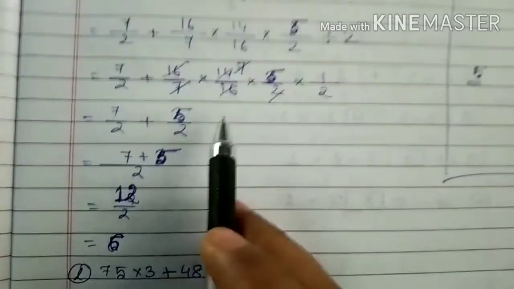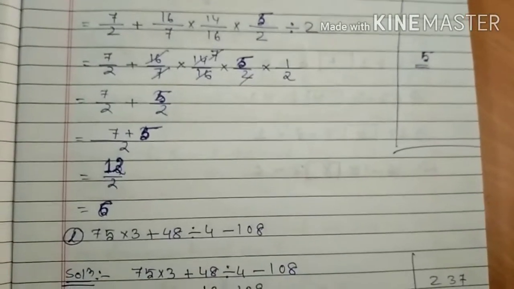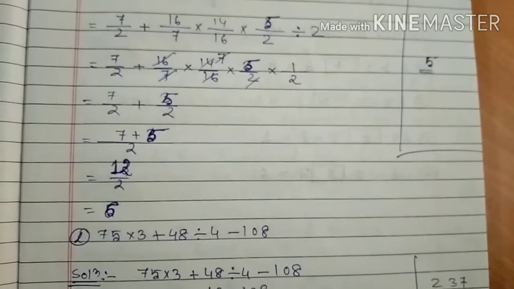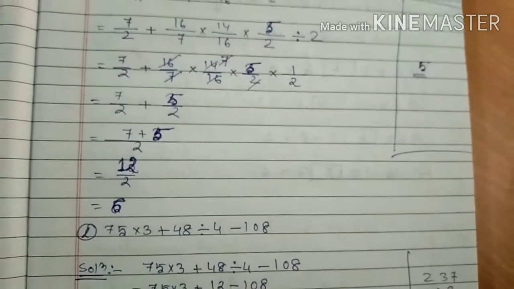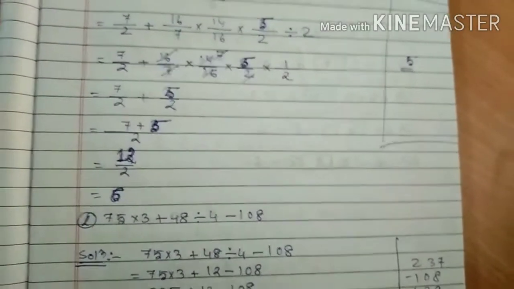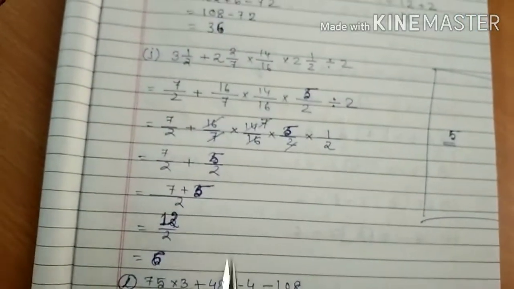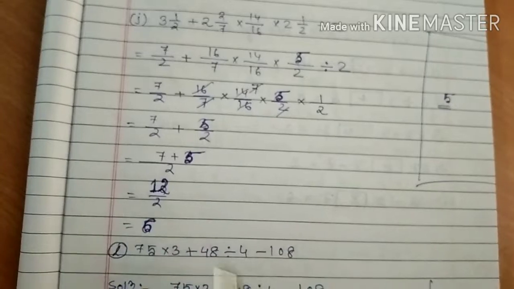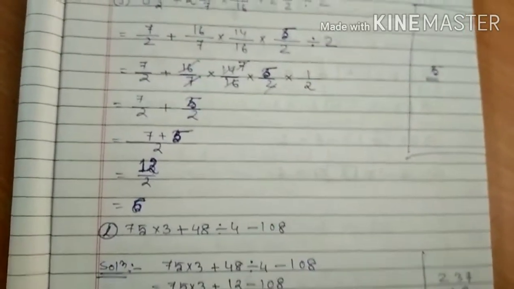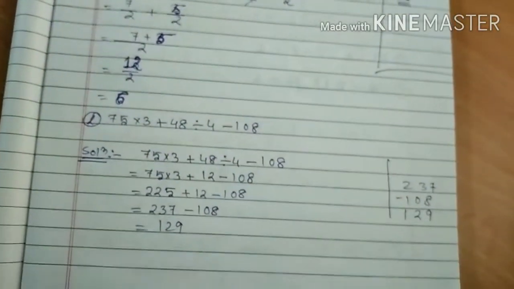Okay, this problem is not easy, it is a little bit difficult. You have to remember many things: improper fraction, the lowest term, and addition of fractions. Different points you have to remember.